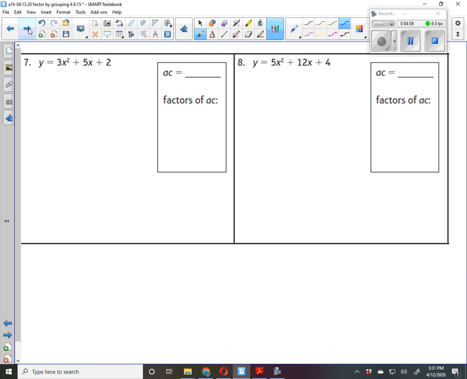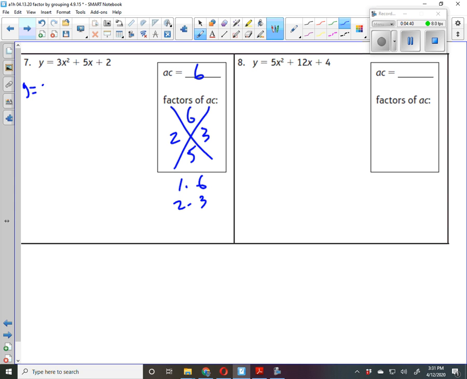I'll do one more. I don't know if I need to do both of these. Same thing, factors of 2 times 3. Actually, number 8 gets bigger numbers. Let's do that. Well, maybe I'll post it for you. All right, so let's do 7. 2 times 3 is 6. We're looking for factors of 6 that add up to 5. 1 times 6, 2 times 3. There aren't any more. So 2 and 3 are what we've got.